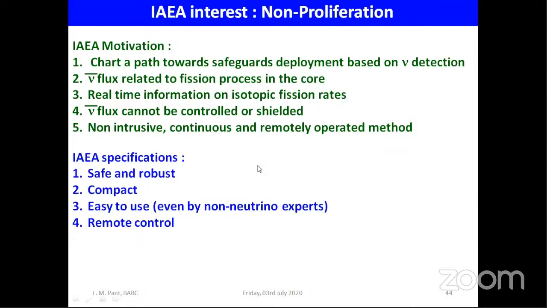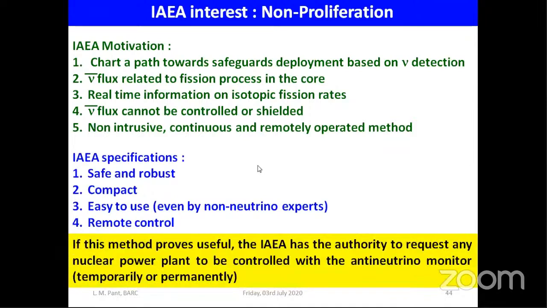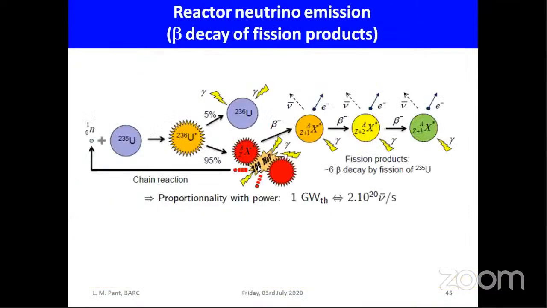The specifications laid down are that it should be safe, robust, compact, easy to use even by non-neutrino experts, and remotely controllable. If this method proves useful, the IAEA has the authority to request any nuclear power plant to be monitored with anti-neutrinos, temporarily or permanently. So what happens in a reactor?